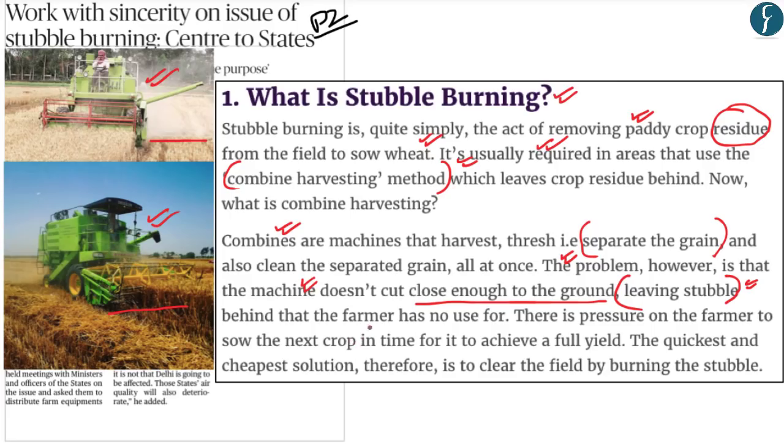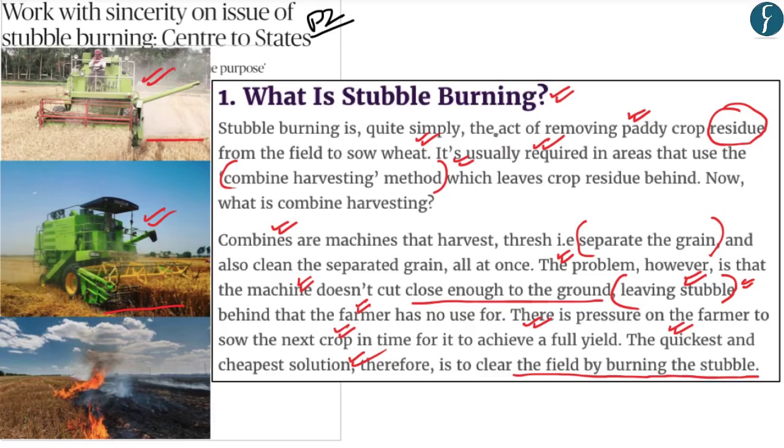Now this small stubble that the machine leaves over in the field, the farmer has no use for, and therefore there is pressure on the farmer to sow the next crop. And for the farmer, the quickest and the cheapest solution to remove this stubble from the ground is to clear the field by burning the stubble.